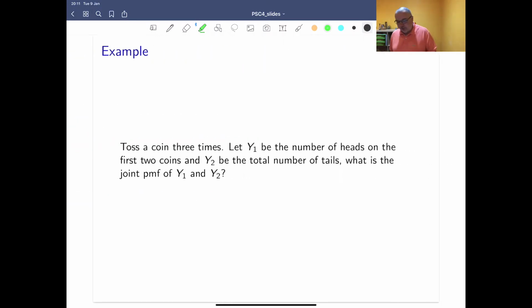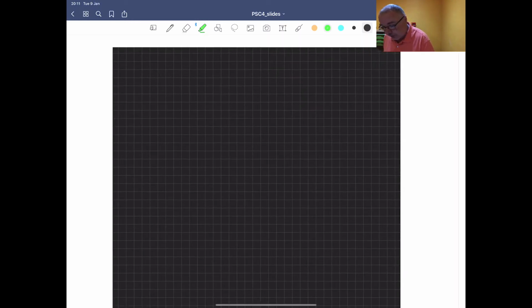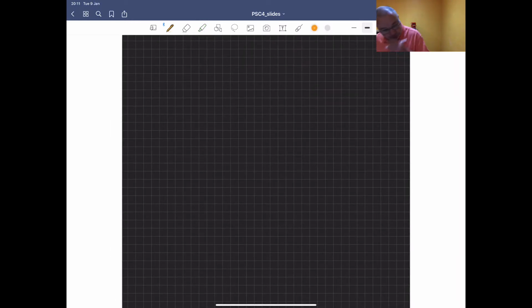So let's think of an example. We're going to toss a coin 3 times, and we're going to measure two random variables on that. First of all, the first random variable y1 will be the number of heads on the first 2 coins, and y2 will be the total number of tails, and we want to get a joint probability mass function. And we're going to do this as a table. But to start off with, what we're going to do is we're just going to think about our sample space.